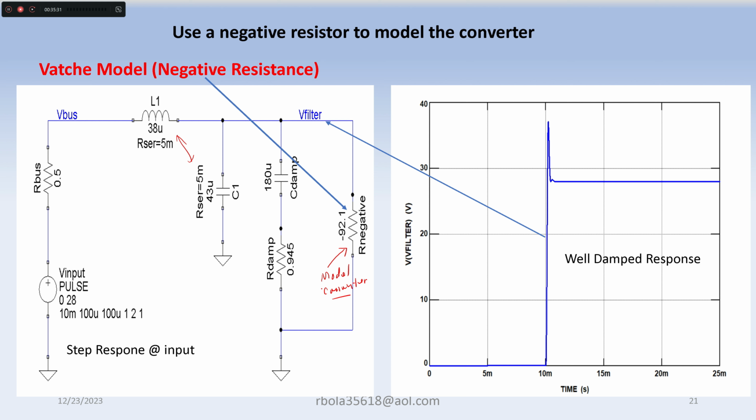On the right you can see how it's very well behaved. We can see here, this is the step function that starts at 10 milliseconds. So it turns on and it goes from 0 volts to 28 volts. And you see that it goes up and then comes down, and it's very well damped.